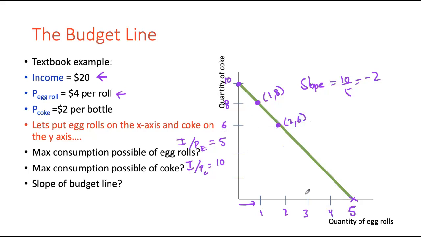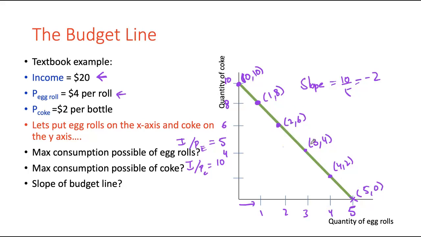And then likewise, if I want to consume another egg roll, so I want to take the consumption of egg rolls to 3, I must give up 2 additional Cokes. So that gives me a bundle of 3 and 4. And then I have similarly 4 and 2. And lastly, if I'm consuming 5 egg rolls, I won't have any money left over for consumption of Coke. So I'll have 0 Cokes in this case. And of course, this was our one possibility also, where I'm not spending any money on egg rolls, but all the money is spent on 10 Cokes. So the budget line is giving me these consumption bundles that are on the budget line. I am spending all of my income.